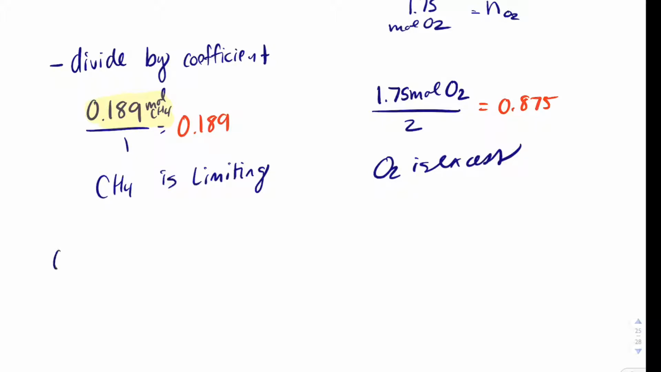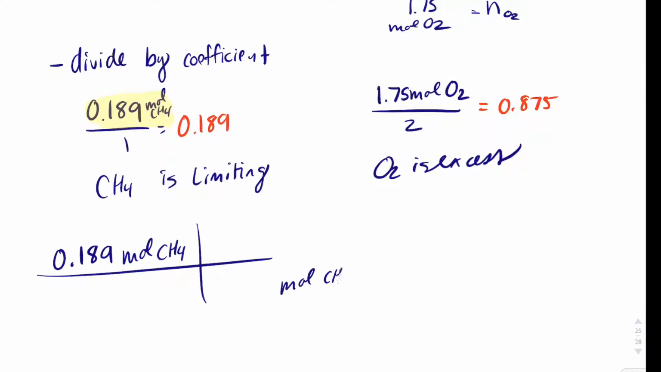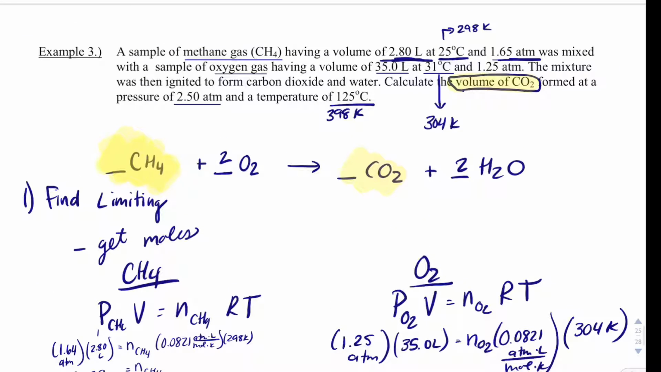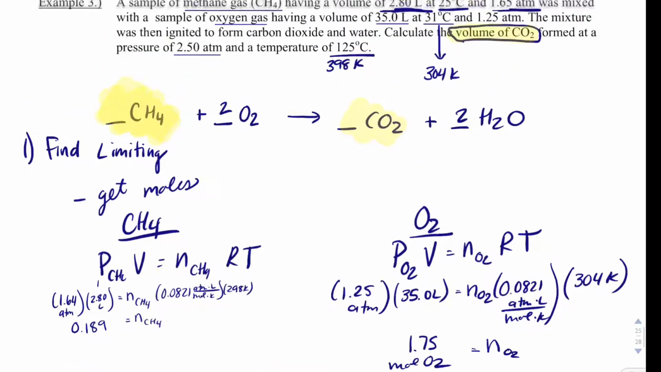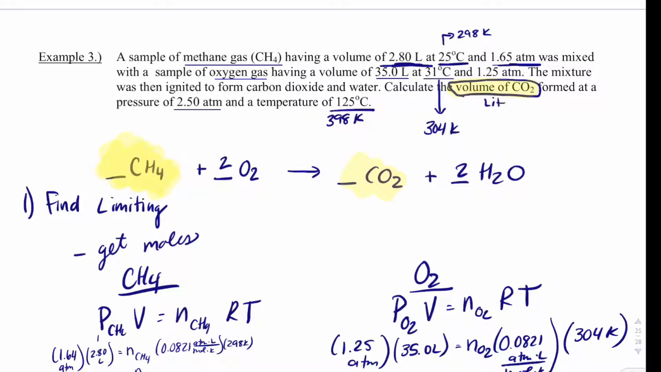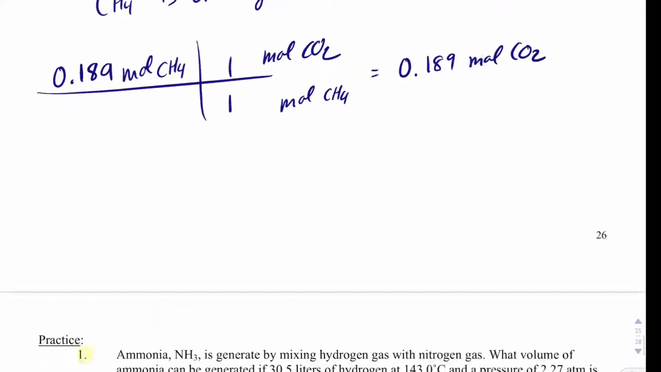I know the numbers are the same, but the only reason the numbers are the same is because the coefficient of CH4 was 1, and so I'll go from moles of CH4 to moles of CO2. That ratio is 1 to 1. And so I am now at 0.189 moles of CO2. And I want volume, which will be liters. And so I'm just going to plug in the information for CO2 to PV equals nRT.